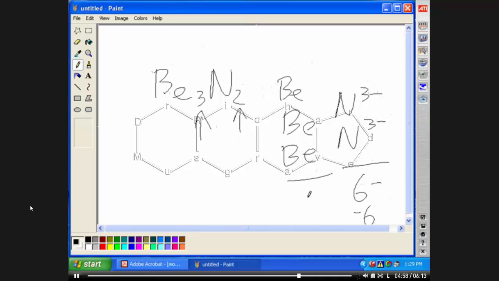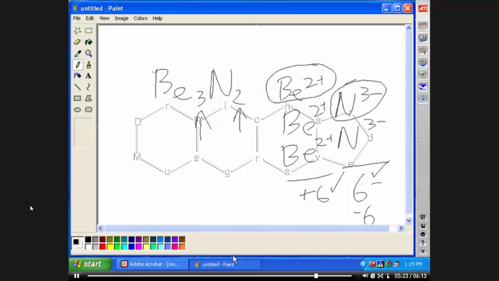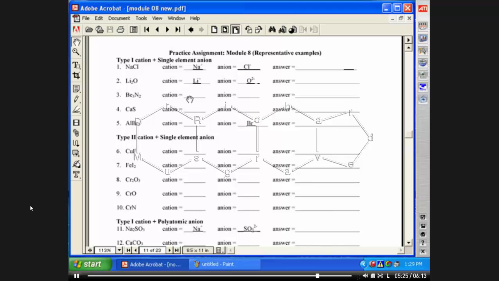Over here this has to match, so that's going to be positive 6. So negative 6, 6 positive, those two match. Now I've got to think, well, what charge do I need on each of these berylliums here so I can total up to positive 6? Well, what I'm going to need is 2 plus here, 2 plus here, 2 plus here. There we go. One of these is Be2 plus, one of these is N3 minus. And that's what goes here.